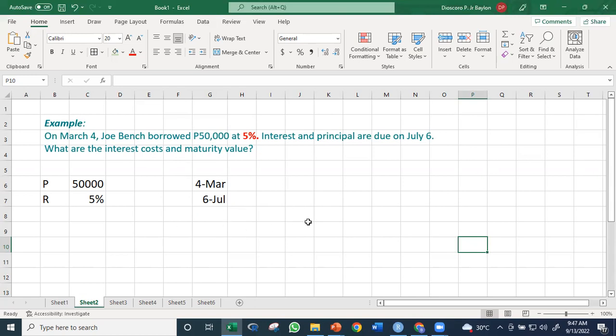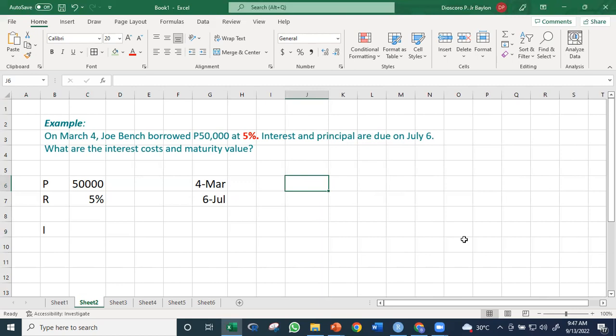how do we now compute for the interest? Okay, so let's compute for the interest separately first. Ri, okay. Ri we know to be your P times R times T. Now, what's our T? What will be our T? So the term is from March 4 to July 6. The question is, how many days are there from March 4 to July 6? So let's start counting that first manually.